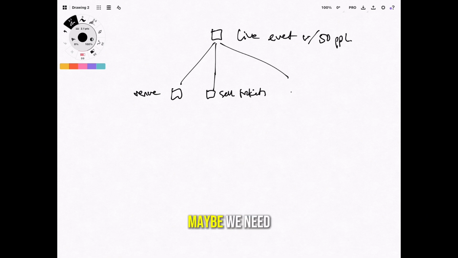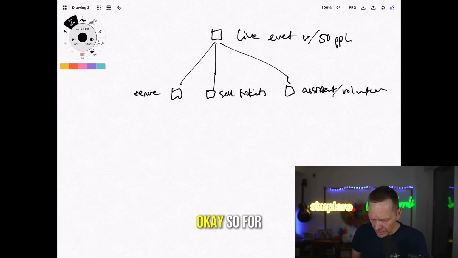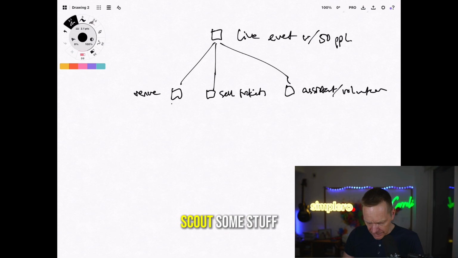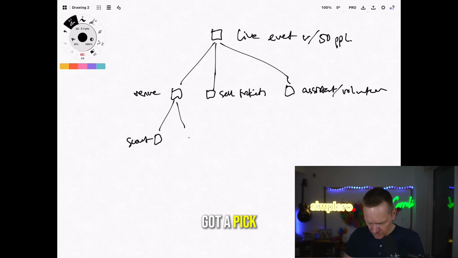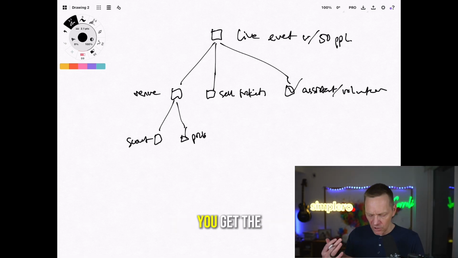Okay. Maybe we need some sort of assistant or volunteer. All right, cool. Let's say that's that. Maybe we need some other things like food or whatever. Great. Okay. So for the venue, what absolutely needs to happen in order for us to have a venue? Well, we got to scout some stuff. And then we got to pick. All right, let's say that. Pick a venue. Okay. To have an assistant, well, I have one. All right, cool. Check. Done. Right? Well, I need to maybe fly them in if they're not local. Whatever it is. You get the idea.